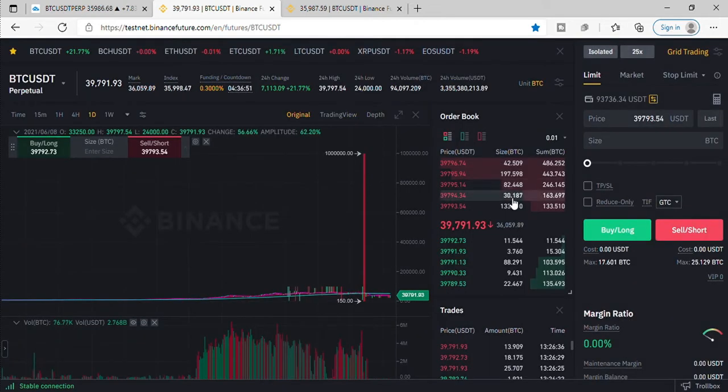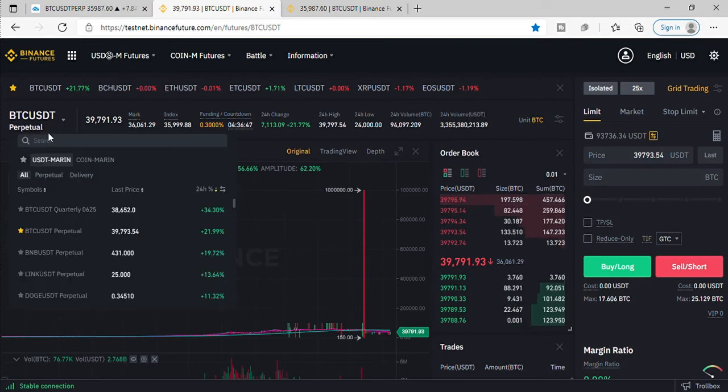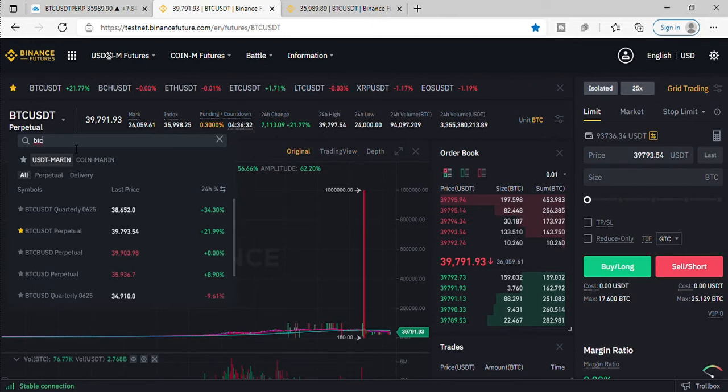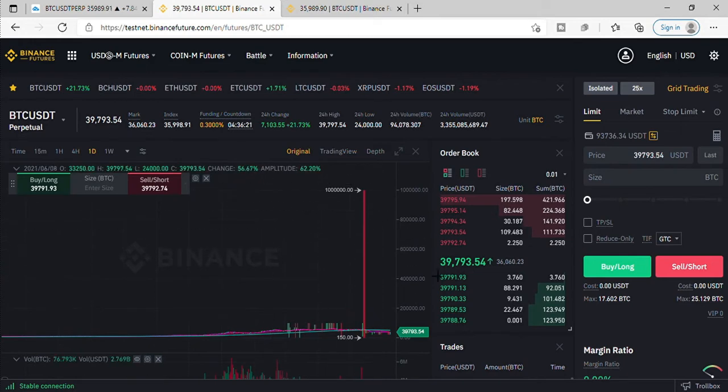Okay. Now, on the left side is where you choose the currency that you'd like to trade. Right now, I have it on Bitcoin, BTC, USDT. So you select the pair that you want. We'll just do Bitcoin right now. It's already there, but if it wasn't, I would just type BTC, USDT. And the first one, actually it's the second one, perpetual contract. So that's the one I'm trading.